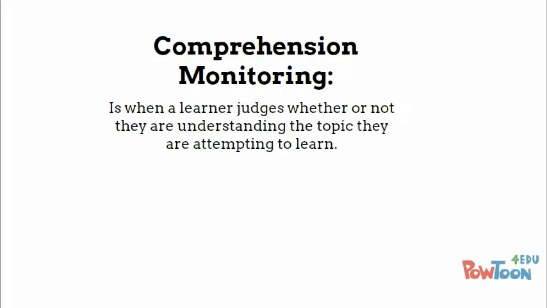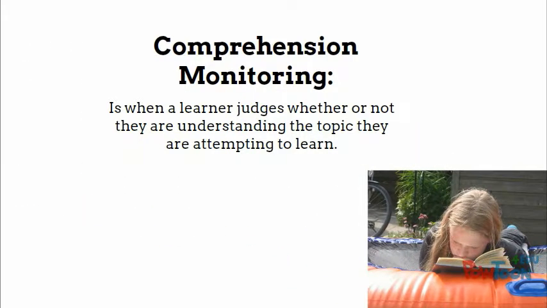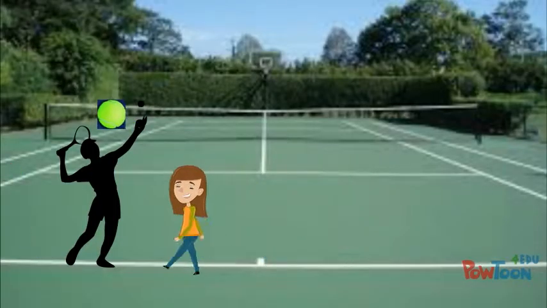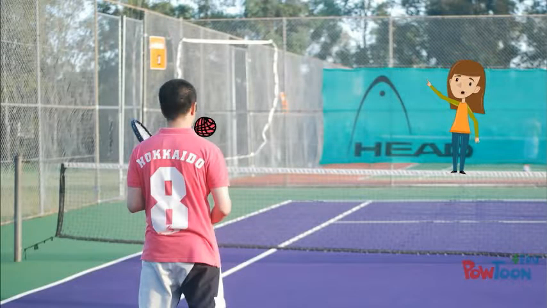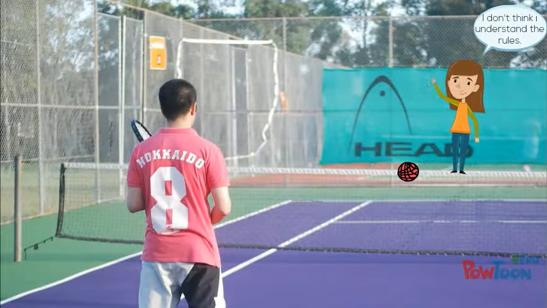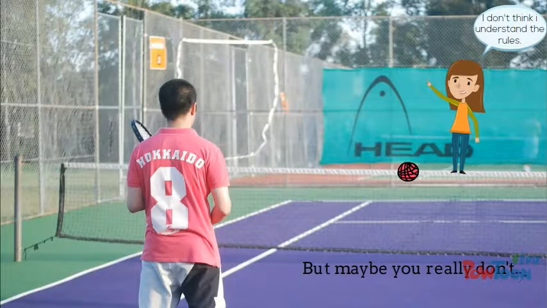Comprehension monitoring is when a learner judges whether or not they understand the topic they're attempting to learn. For example, while learning the rules to tennis and how to play it, you might think you understand, but really, while self-monitoring, you realized that you judged wrong and you don't understand the rules to tennis at all.